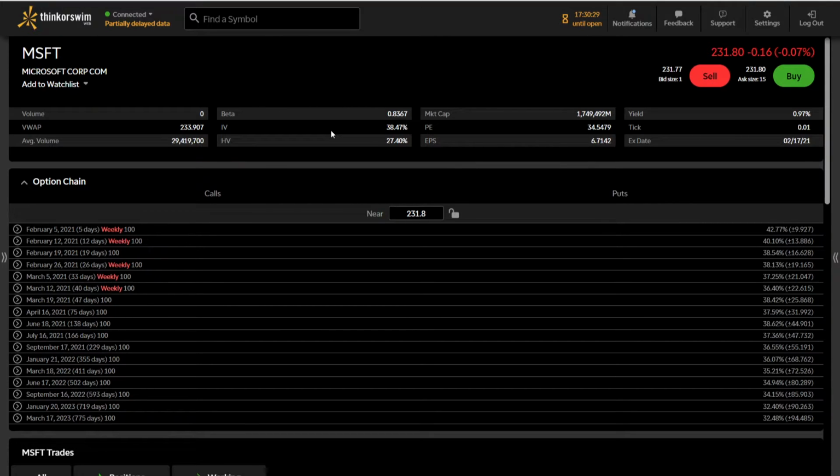Now, Microsoft is a weekly option stock. So as you can see here, every week there's one expiration per week. Now there are other ETFs. One that comes to mind is SPY, and they have 3 expirations per week, Monday, Wednesday, and Friday typically. So Microsoft, as you can see here, is a weekly one. So we're just going to use that one for an example.